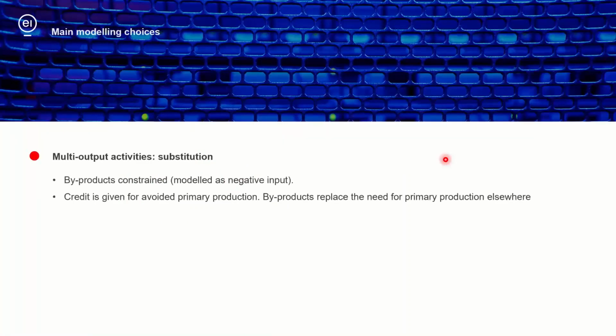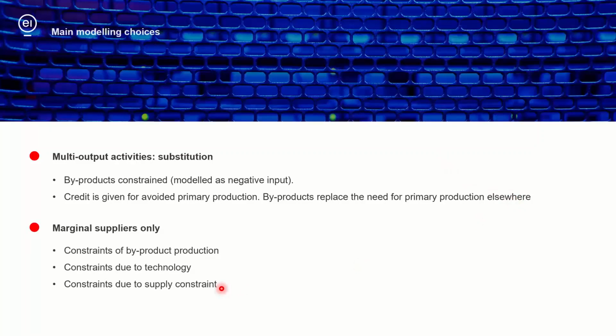The main modeling assumptions in this system model, in the case of multi-output activities, we have a very different approach here. We have substitution. Byproducts are constrained. They're modeled as negative input, and we are going to look at this in more detail. And here we have credits that are given to the reference product for avoided primary production. As we saw in the initial introduction, the byproducts are replacing the need for primary production elsewhere.